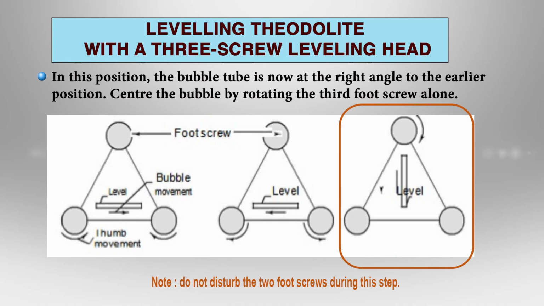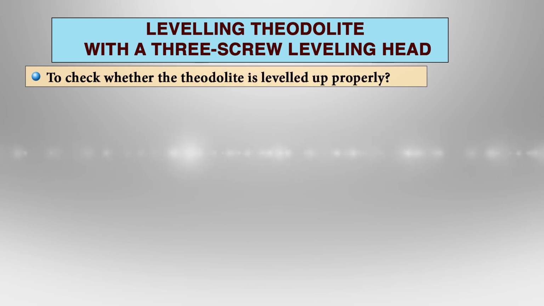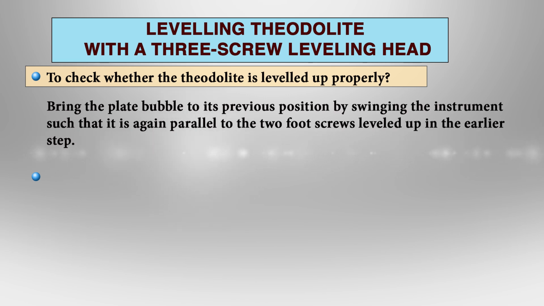In this position, the bubble tube is at right angle to the earlier position. Try to center the bubble by rotating the third foot screw alone. Do not disturb the 2 foot screws that are already used in the previous step. Now, to check that the theodolite is leveled up properly, again bring the plate bubble to the previous position by swinging the telescope in such a way that again it is parallel to the 2 foot screws leveled up in the earlier step.